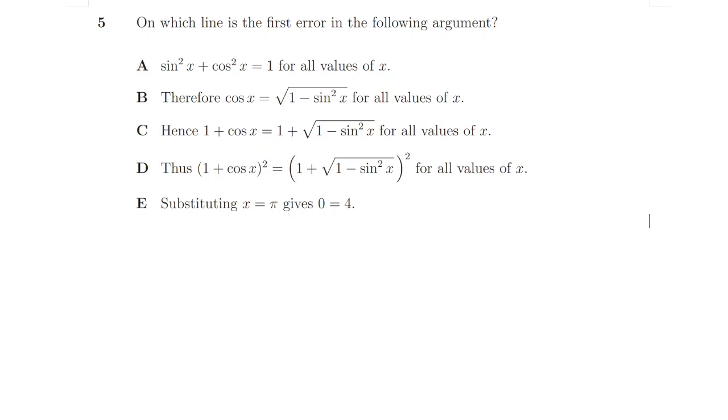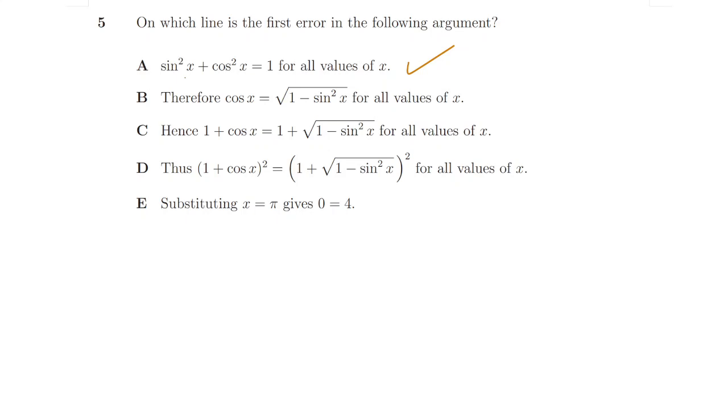So, okay. First line, sine squared x plus cos squared x equals 1 for all values of x. I mean, that's correct, right? No matter if x is in degrees or radians, right? This identity always holds. So A is good. Therefore, cos x equals the square root of 1 minus sine squared x.